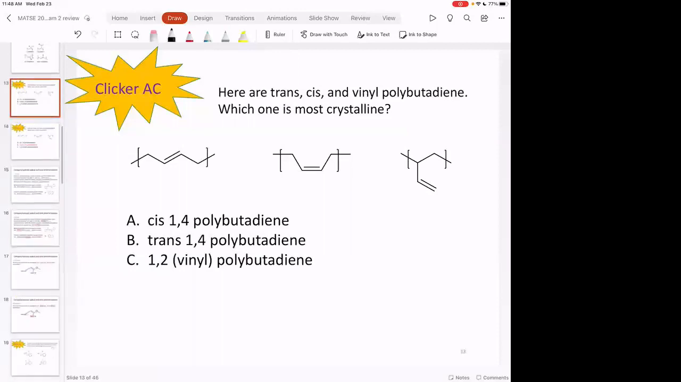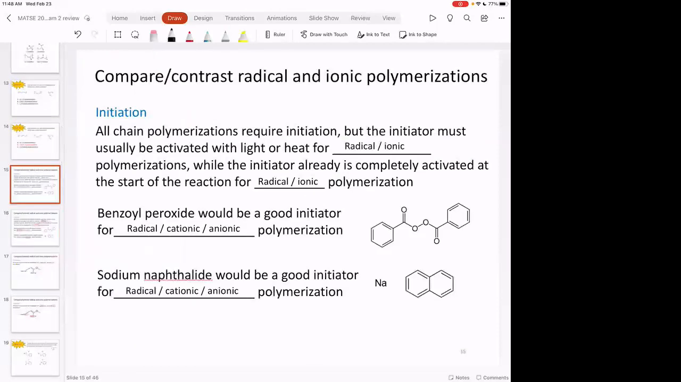We already talked about that. All right. So this next series of questions, I don't have clickers yet, but this series of questions will prompt us to talk about some things, and we can go through them together and then look at the answers. So compare and contrast radical and ionic polymerizations. When we say ionic, it could be cationic or anionic or living, right? All chain polymerizations require initiation, but the initiator must usually be activated with light or heat for what type of polymerization?